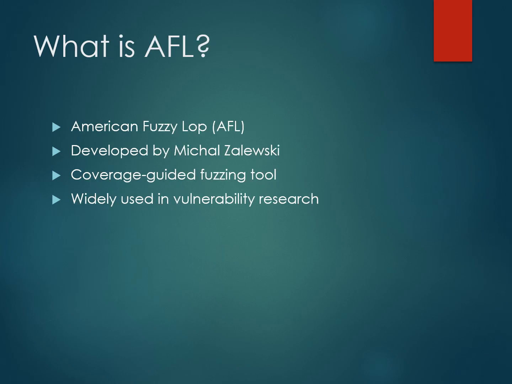So what is AFL? AFL means American Fuzzy Lop. It was developed by Michal Zalewski. Different parts of the program are executed, trying to explore new paths in the code to find vulnerabilities. It is widely used in vulnerability research.